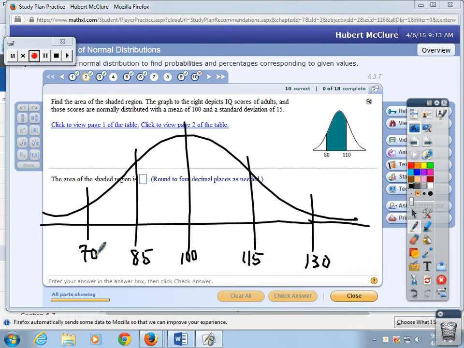And they want to know what is between. Okay, they just show you the picture. Find the area of the shaded region. Okay, between 80 and 110. They want to know this region.